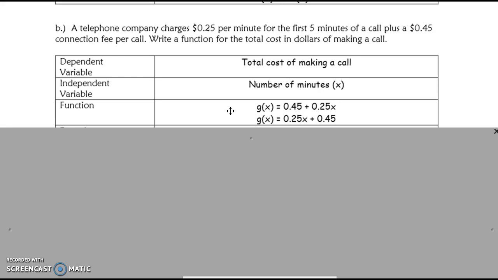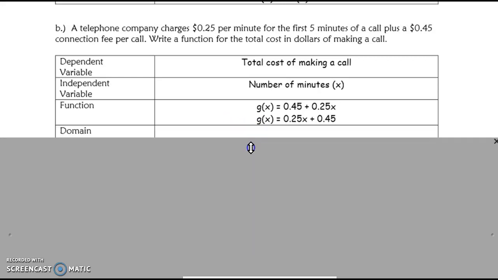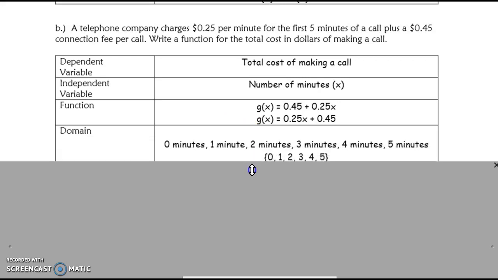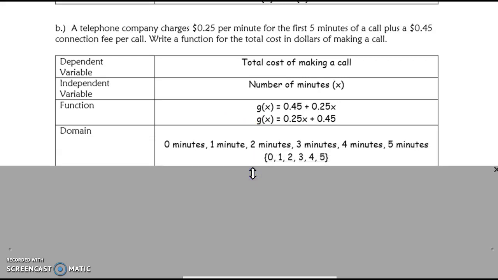What if you make the call and they don't answer it? You still made the call. Did you talk at all? So we could have 0 minutes, correct? Or 1 or 2 or 3 or 4 or 5. So our domain that we could use for x could be one of those 6 numbers.